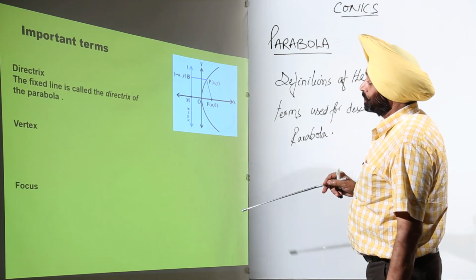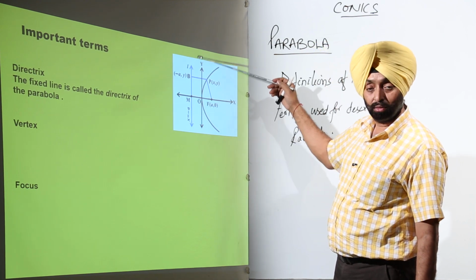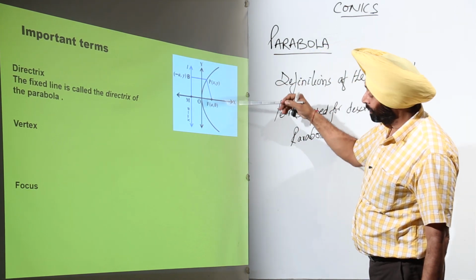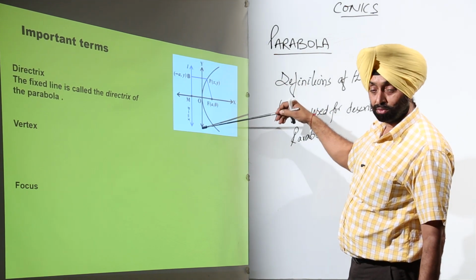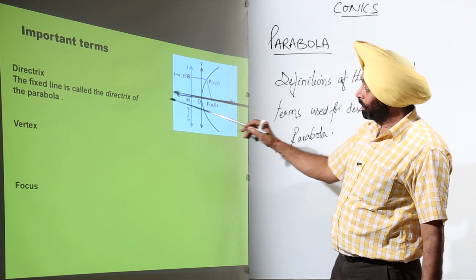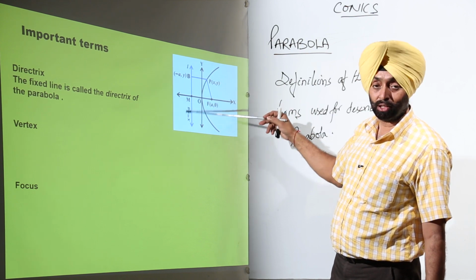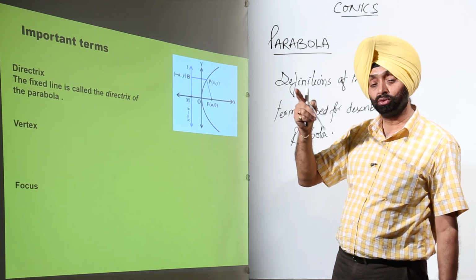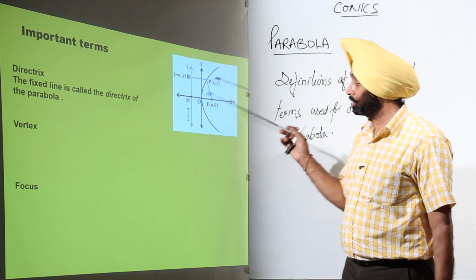The fixed line is called the directrix of the parabola. This is the fixed line. We are not going to draw this line first, okay. In this figure, we can't draw this line first. First of all, we have a focus and a directrix, and the fixed line is called the directrix of the parabola. Why is it the fixed line? I showed you the animation. I described it, and once again I am going to tell you.